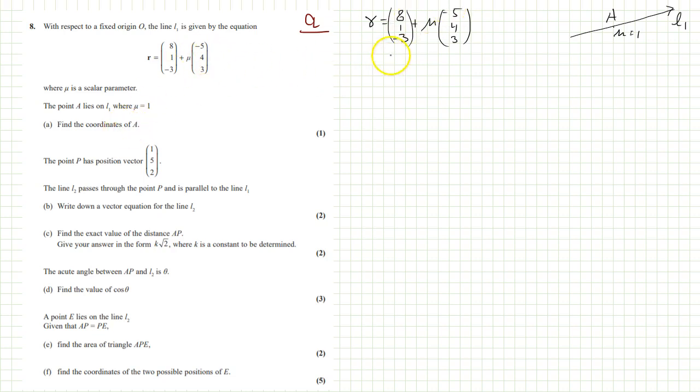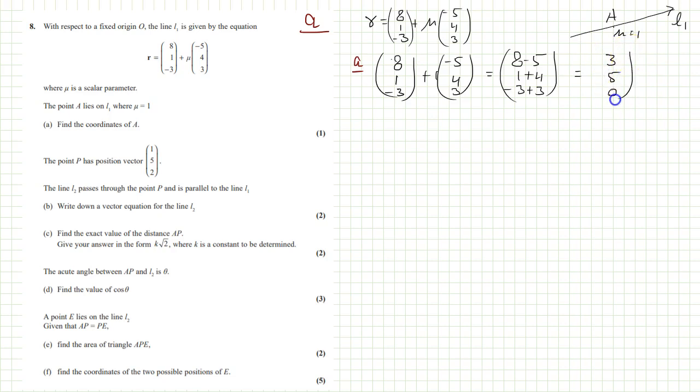So the coordinate of A will be (8, 1, -3) plus 1 times (-5, 4, 3). So that will be equal to 8 minus 5, 1 plus 4, minus 3 plus 3. So that will be 3, 5 and 0. So these are the coordinates of A.